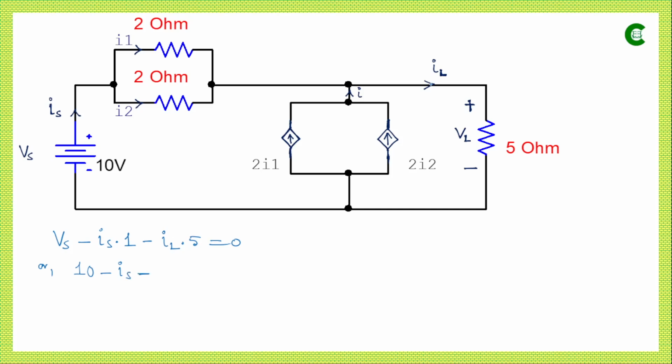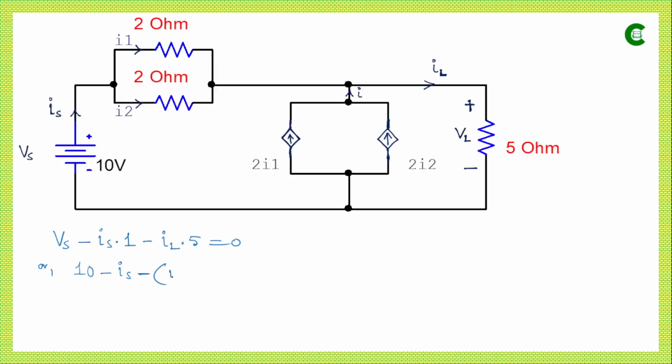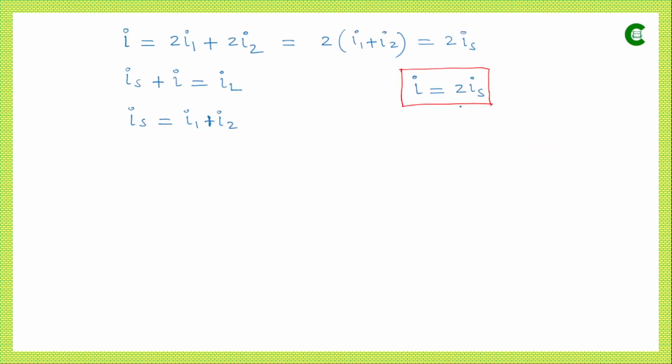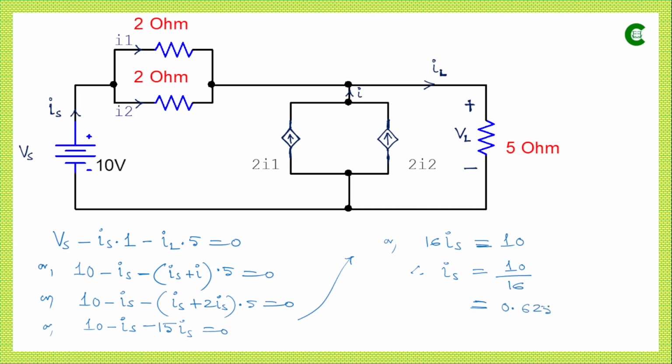We don't know the value of IL here, but we can represent IL in terms of Is and I, as we have already developed the relationship. So in place of IL we can write Is plus I, multiplied by 5, which will be equal to 0. We have developed a relationship between I and Is, which is I equals 2Is, so we will use that relation here. We need to further simplify this equation to get the value of Is. So the value of Is will be 10 upon 16, which will be equal to 0.625 ampere.